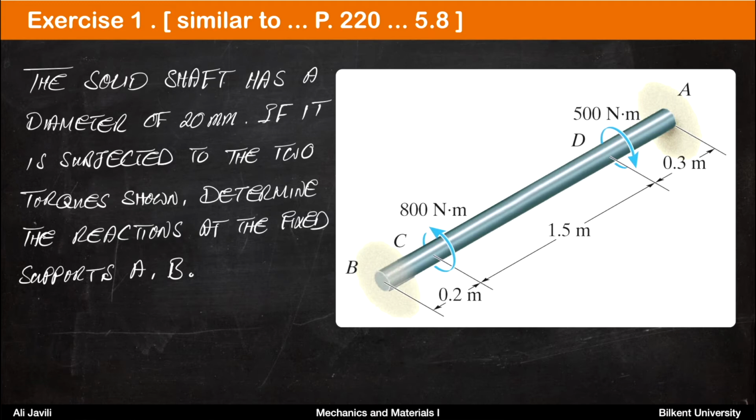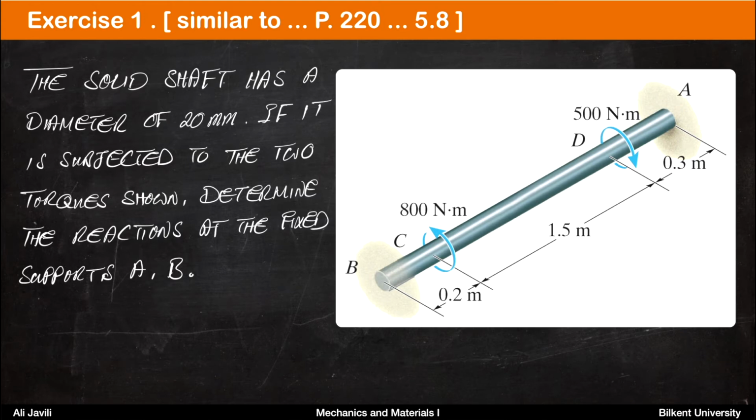Exercise 1 in this lecture is similar to problem 5.8 on page 220 of the book. The solid shaft shown in the figure has a diameter of 20 millimeter. So this is the shaft and it has a diameter of 20 millimeter. If it is subjected to the torques shown, determine the reactions at the fixed supports A and B. So you have two external torques applied to it. It is fixed at B and A, and you are asked to calculate the reactions from the supports.